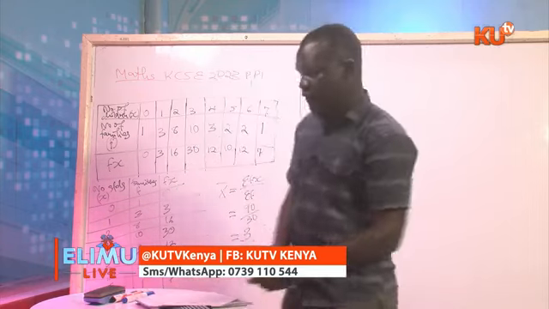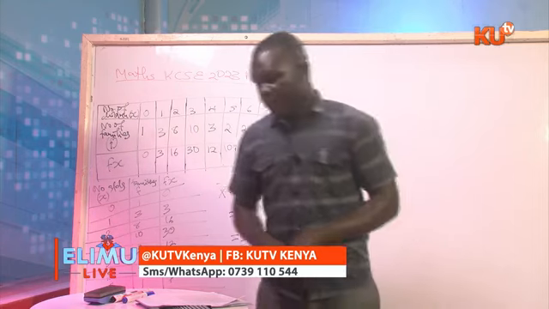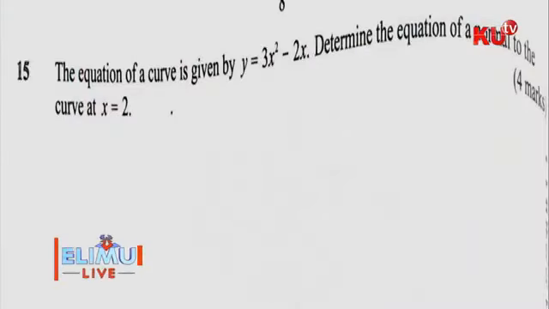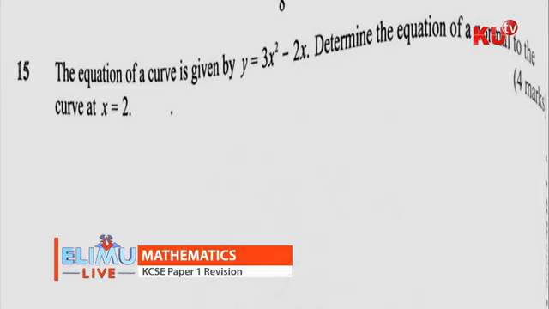Let's get to question 15. The equation of the curve is given by y equals to 3x squared minus 2. Determine the equation of the normal to the curve at x equals to 2. So they are saying x equals to 2. First of all, let's get that point. When x equals to 2, let's get its corresponding y value.